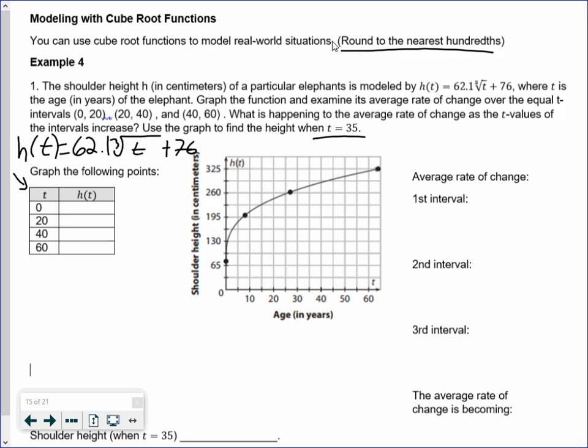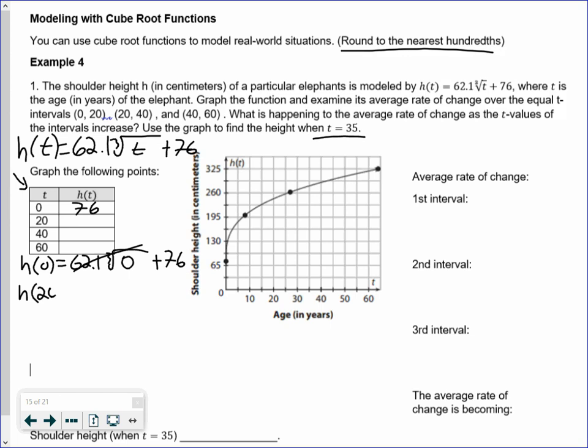So our first t value is 0. So you want h of 0, which will be 62.1 times the cube root of 0 plus 76. We're going to solve this out. The cube root of 0 is just 0, and 0 times anything else is 0, so all this goes away. It's just 0, so 0 plus 76 is 76.